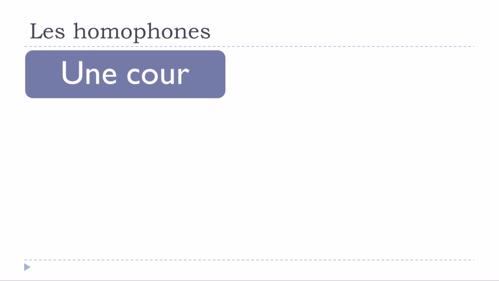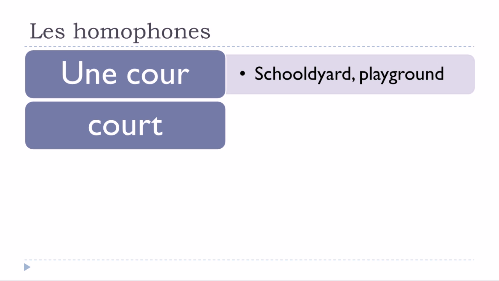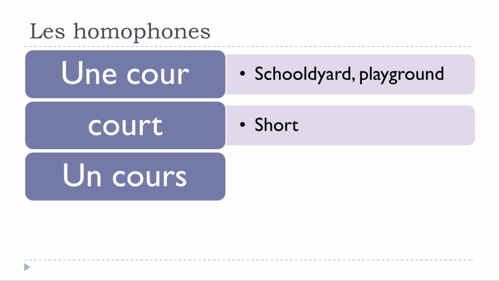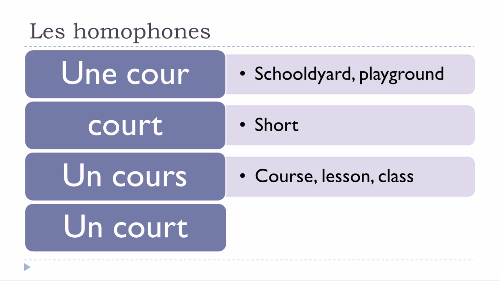Une cour. And then we get the adjective court. And after that, un cours. And then un cours. You can see that here you get the feminine, une cour, then you get the adjective court, un cours, un cours.